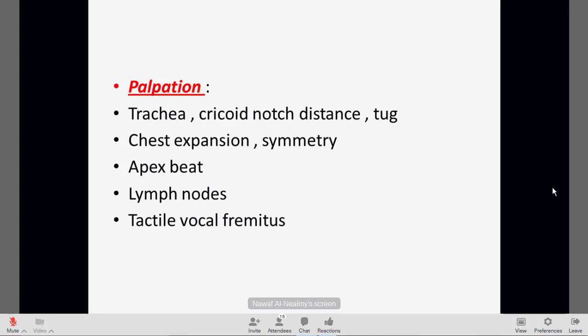It can be in the setting of a thick chest wall. The patient is obese with a thick chest wall, and this alone can insulate the transmission of sound. That might be the cause. Or there might be some pathology in the lung that might be the cause.